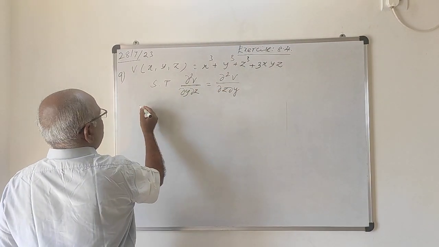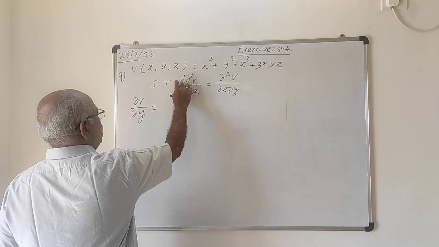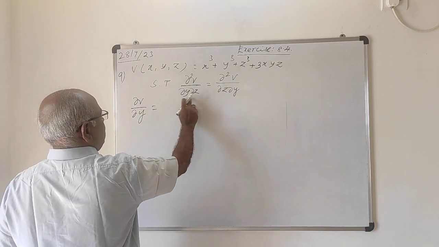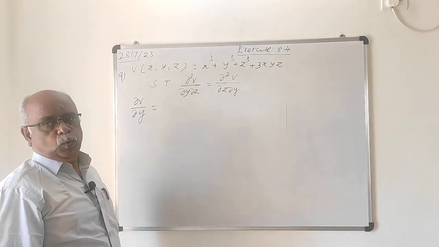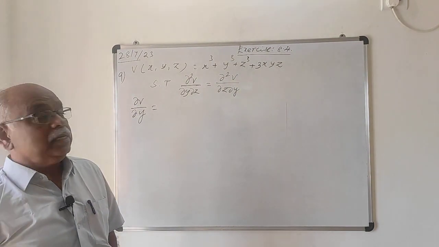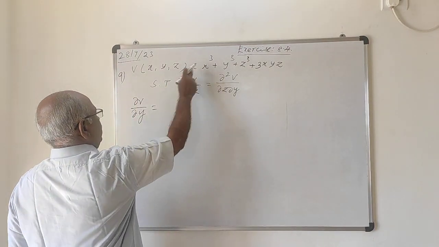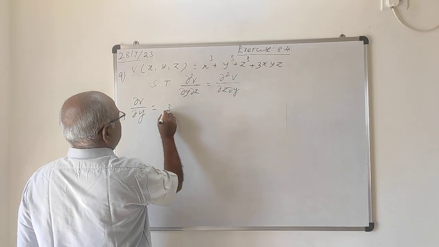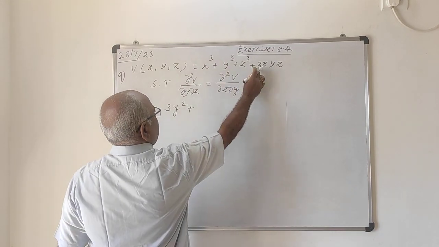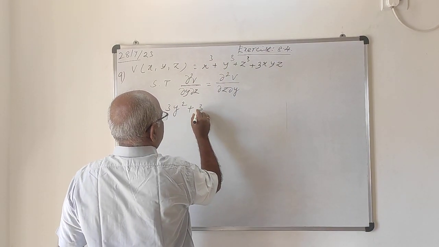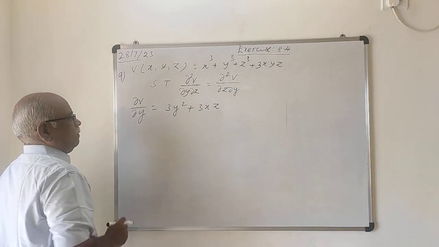So v is given. What is dou v by dou y we want? We need not find dou v by dou x because we only have to prove dou square v by dou y dou z and dou square v by dou z dou y. We want dou v by dou y only. X cube is derivative with respect to y 0. Y cube is 3y square. Z cube is 0 plus 3xz are constant, so derivative of y is 1. Therefore, this is dou v by dou y.